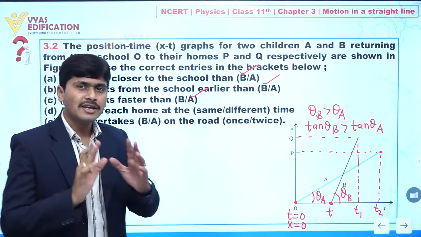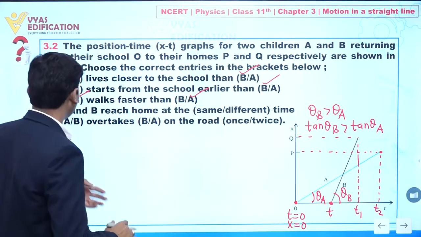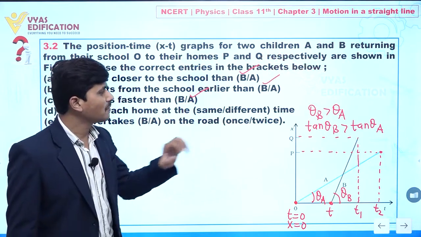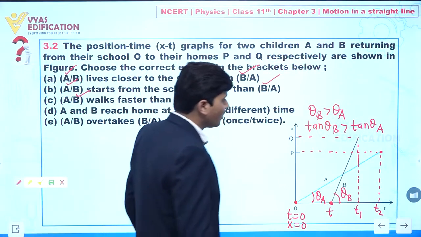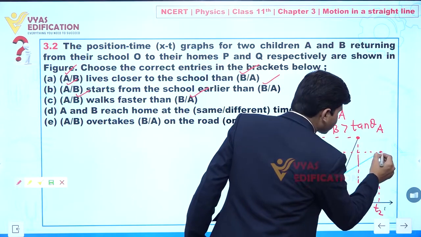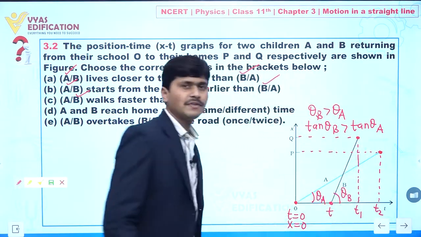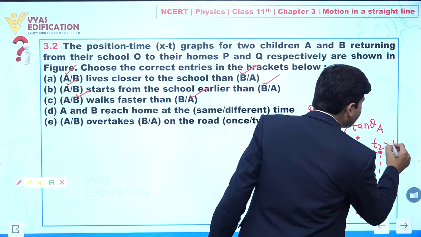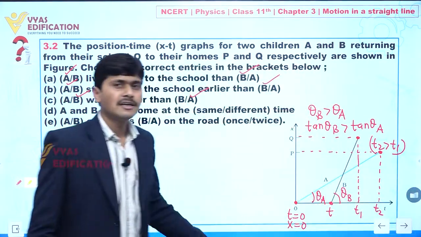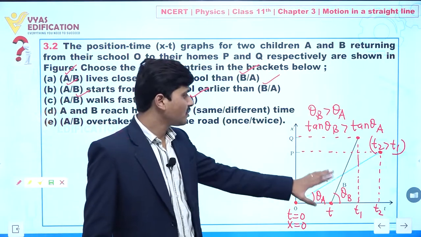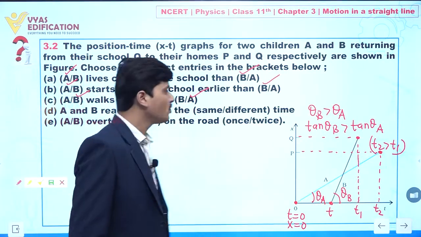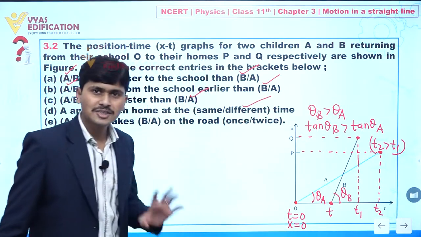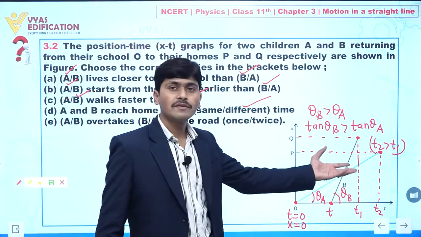Now we are going to discuss part number 4. In part 4 it is given: do A and B reach home at the same or different time? If we consider this point, definitely we have different times, and from here you can say T2 is greater than T1. It means child A is taking more time compared to B. So A and B reach home at different times. This is clear from this graph.